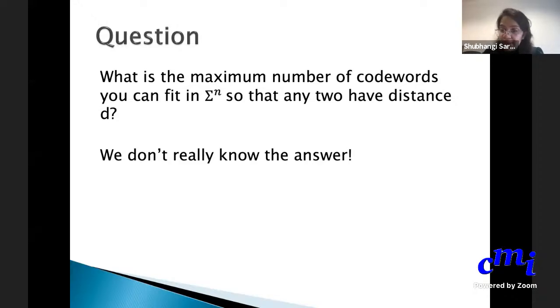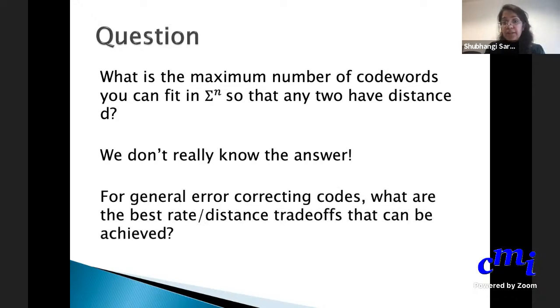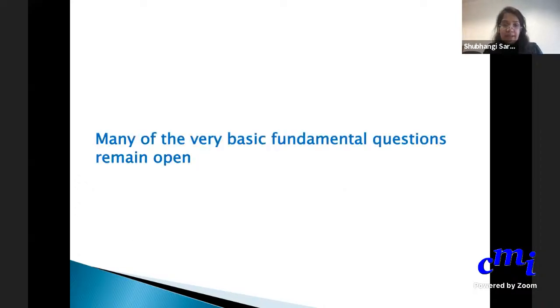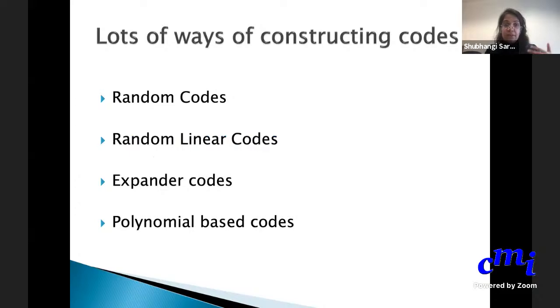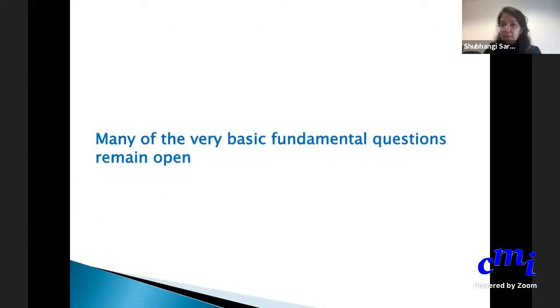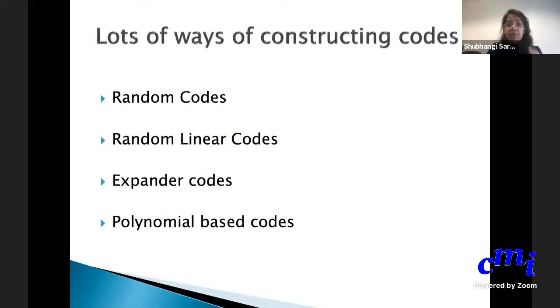Whether d is very small or for very specific settings, sometimes we know the answer, but most of the time we're far from knowing the true answer to this best packing problem. How many strings can you fit inside sigma to the n where any two have distance d? So that's a big open question in error correcting codes. Just what's the best rate distance trade-off you can achieve? And so again, many of the very basic fundamental questions remain open about error correcting codes.